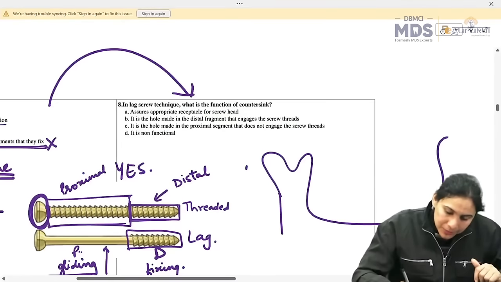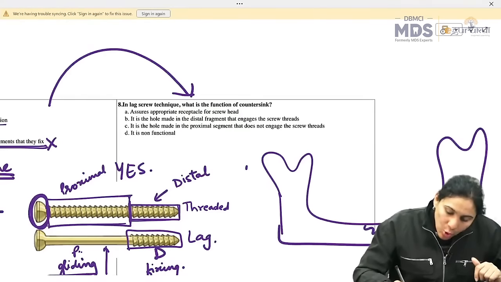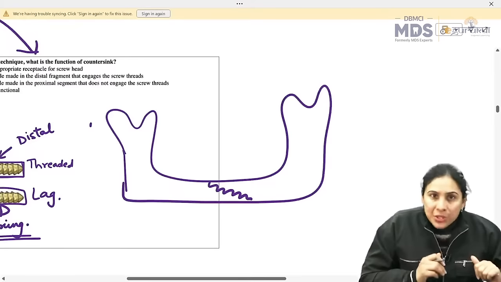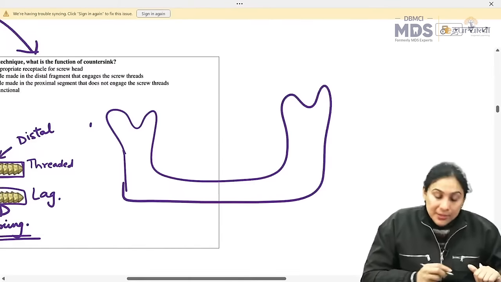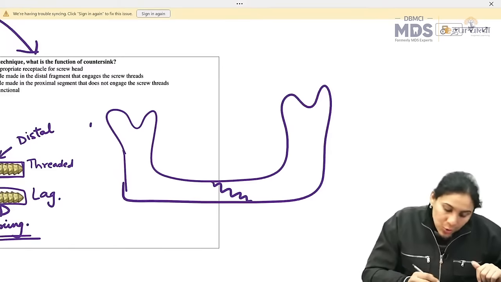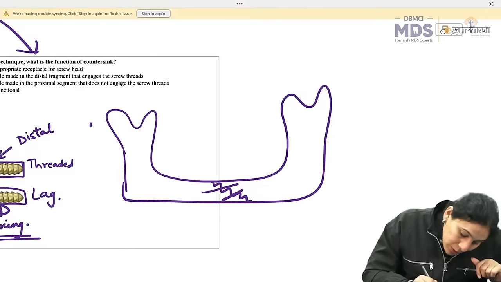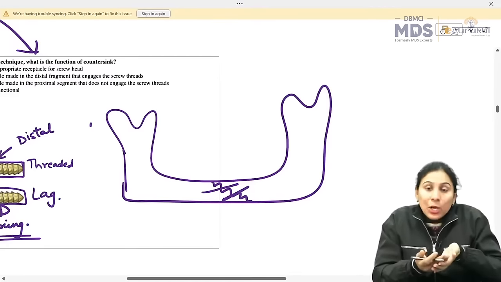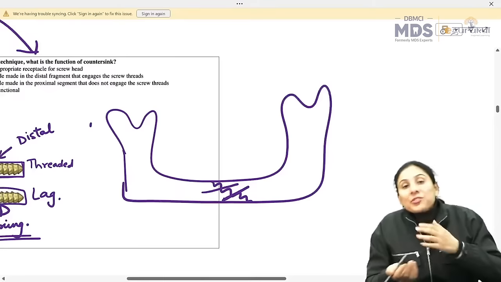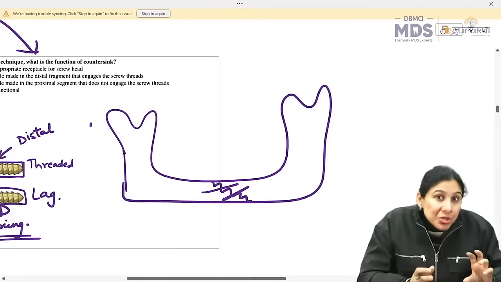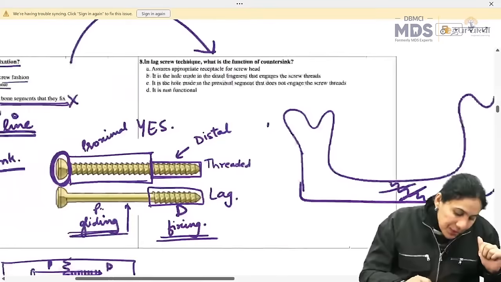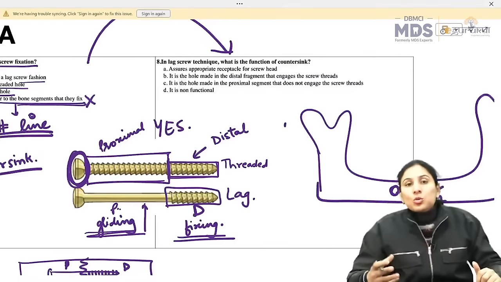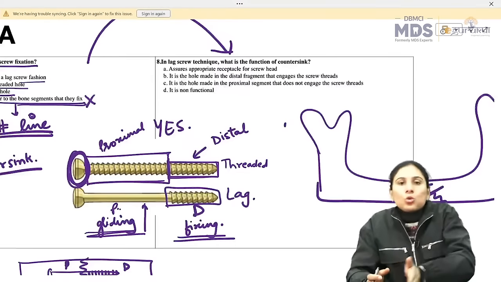So suppose this is my mandible and this is an oblique fracture in the symphysis. We usually use it in oblique fractures of the symphysis, parasymphysis region. How will I use lag screw? I will use lag screw perpendicular to my fracture line. When I do that, the screw head will stay over the bone. To prevent that from being palpated, to prevent that from causing injury in the bone, we make a countersink. Countersink means we make a receptacle to receive the screw head so that the screw head is also sunken into the bone.